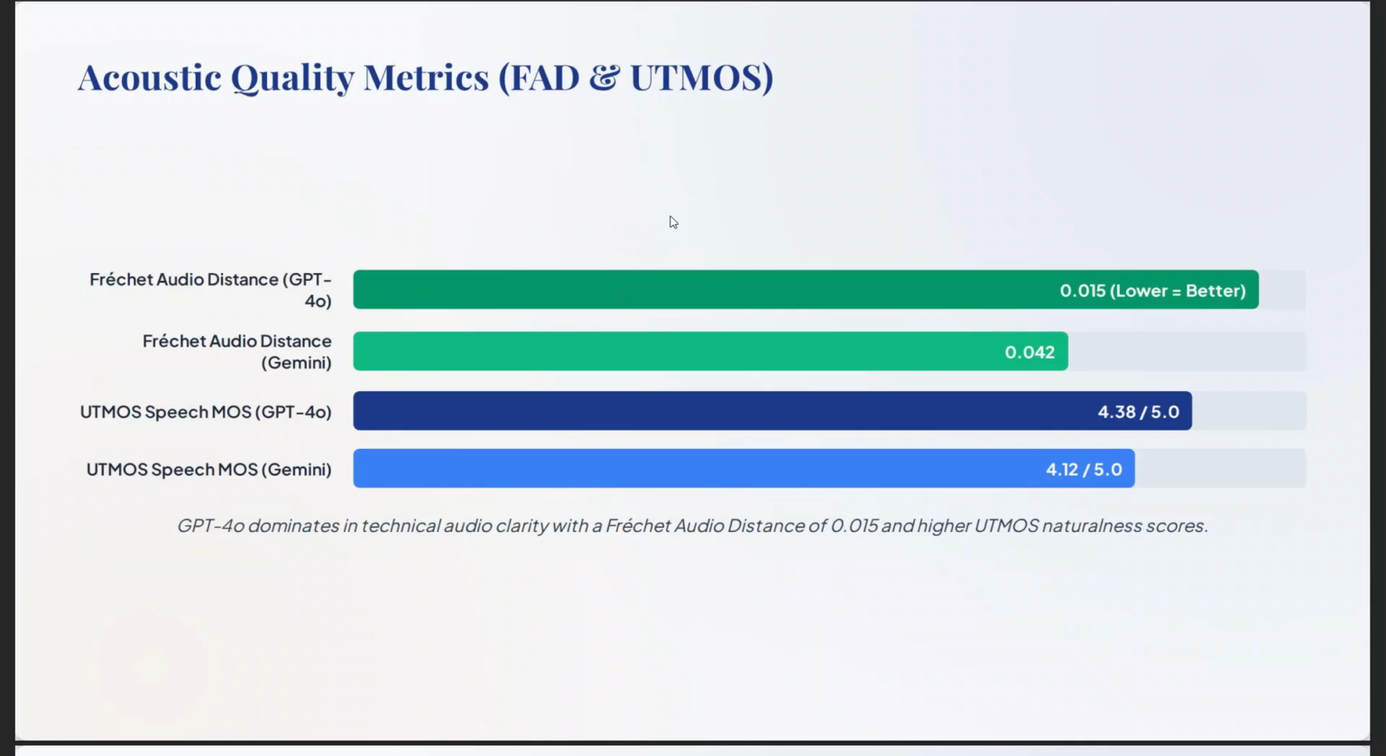So let's move on to the acoustic quality metrics, FAD and UTMOS. FAD is lower for GPT-4o and higher for Gemini. For UTMOS, we obtained a lower score for Gemini and a higher score for GPT-4o. GPT-4o dominates in technical audio clarity with a Fréchet Audio Distance of 0.015 and higher UTMOS naturalness scores.